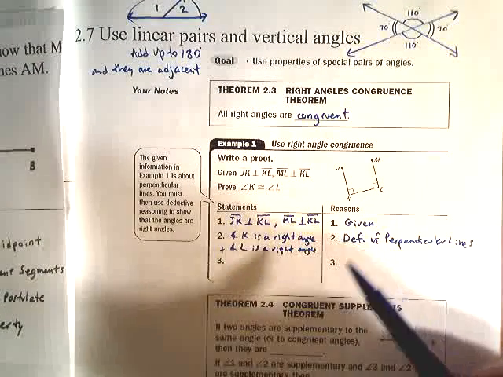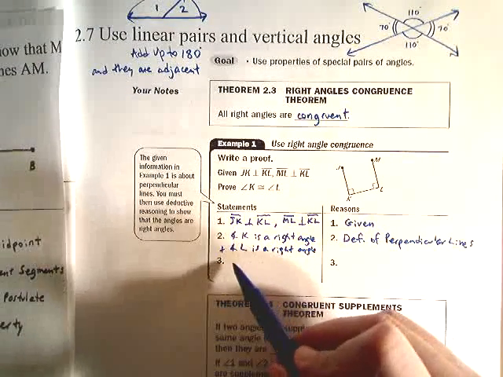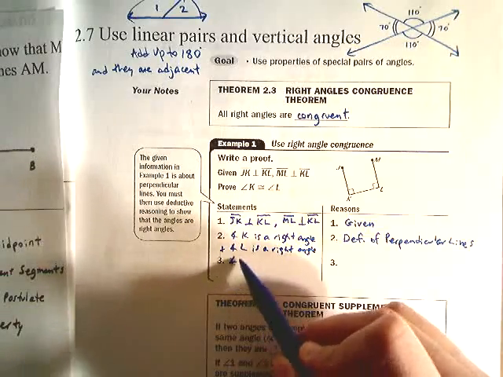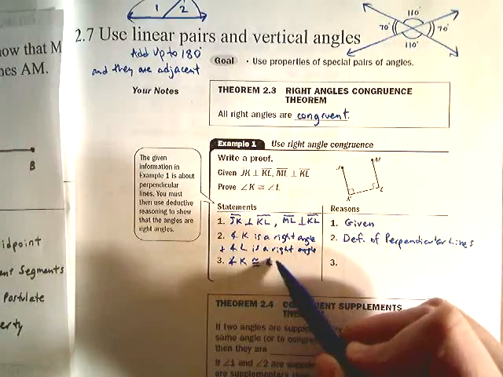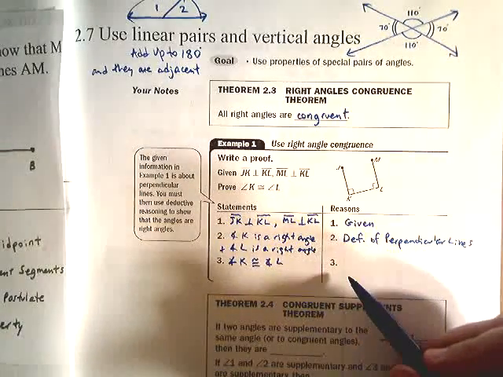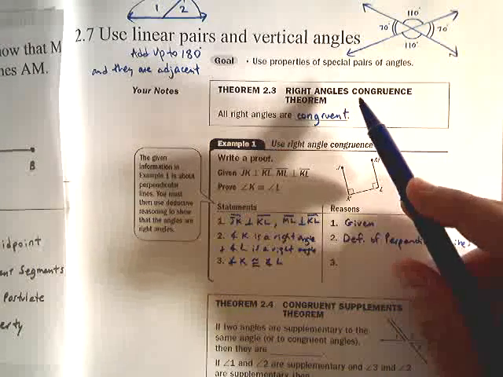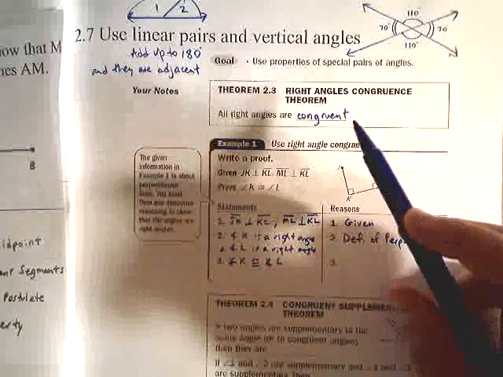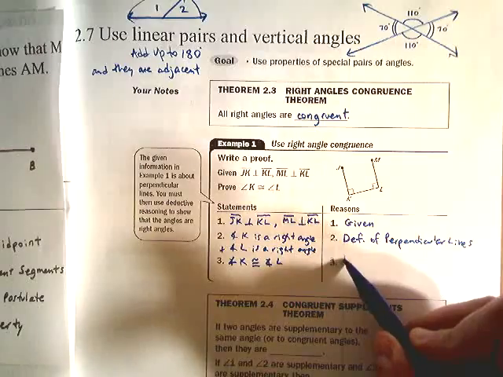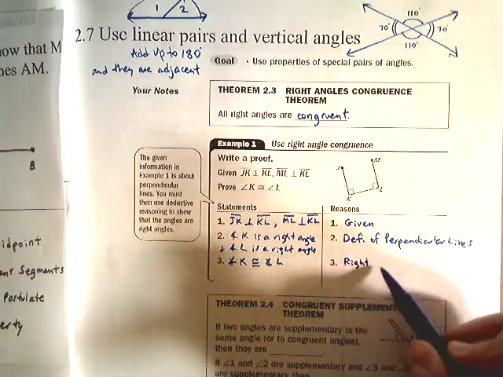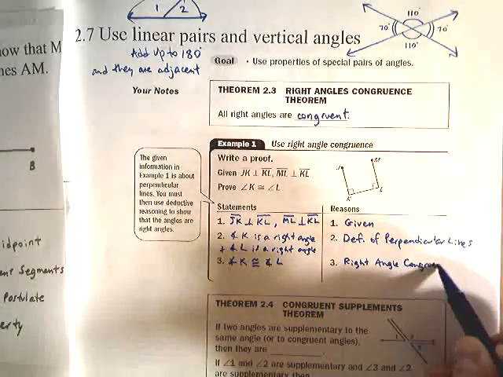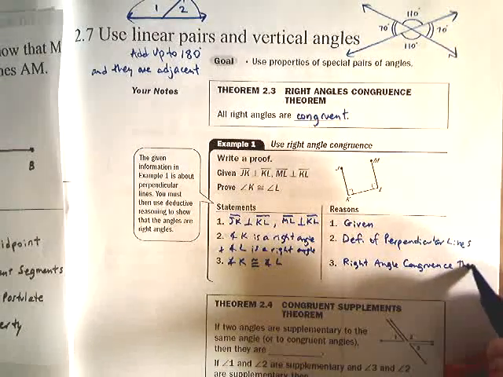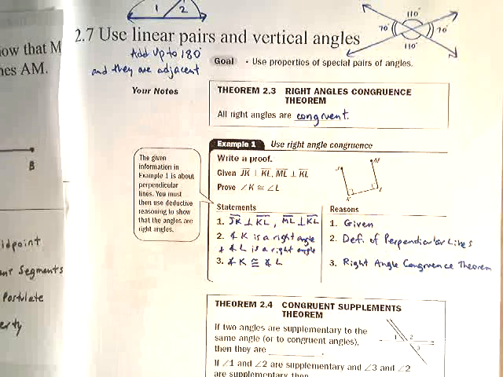And then finally, the last line here, we only have 3 lines, so this must be our final line. We state the statement that we've been asked to prove, that angle K and angle L are congruent. We know that because of this theorem, that all right angles are congruent to each other. So I will simply cite the right angle congruence theorem as my reason. And that's it.